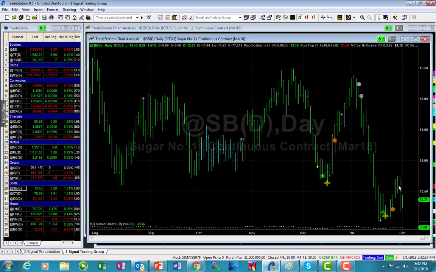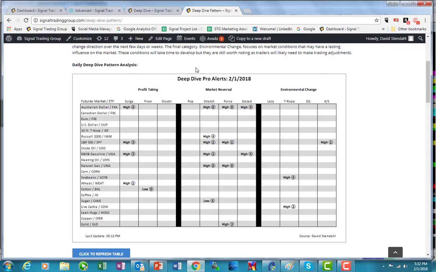We had the rally. Now a little bit of a sell-off on that one major day yesterday, and now we'd like to see if the market and this particular alert, this stretch low, is really going to start to turn into something. So this will at least give you an idea when you take a look at the deep dive, especially on the pattern side.